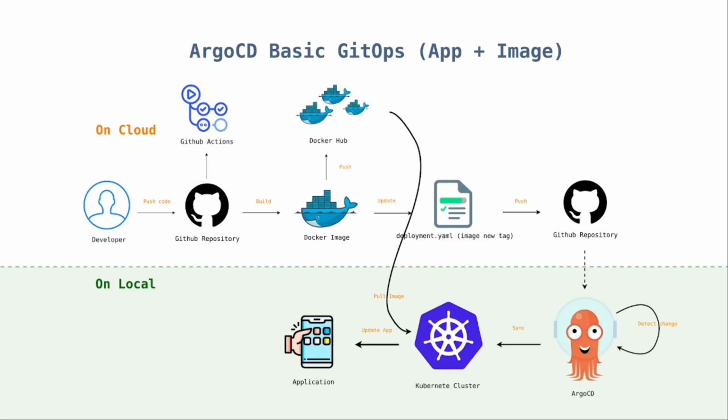It automatically synchronizes the Kubernetes cluster to match the updated configuration. As part of this process, Kubernetes pulls the new Docker image and updates the running application. As a result, the application is seamlessly updated with the latest changes, completing a fully automated CI/CD and GitOps workflow.